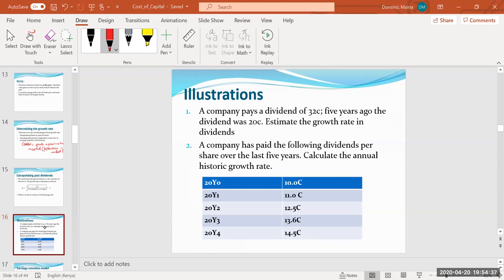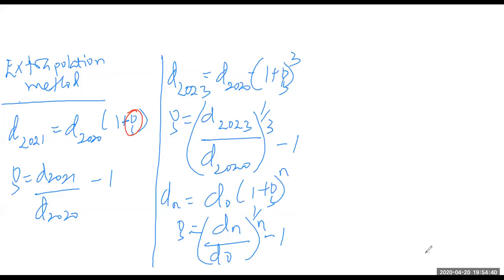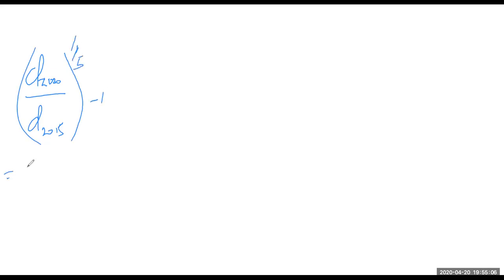So back to my board here. Assume that the company today has paid, so let me just call this 2020, and 5 years ago, 2015, so those are 5 years ago, therefore the fifth root, minus one. So the company has paid 32 cents. 5 years ago, the company paid 20 cents, therefore you get the fifth root, minus one, and that therefore will become our G. That simply is how we estimate the annual growth rate in dividend.